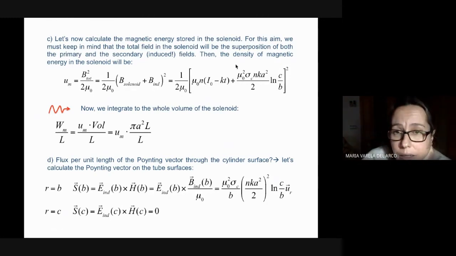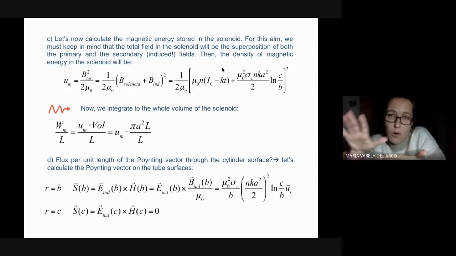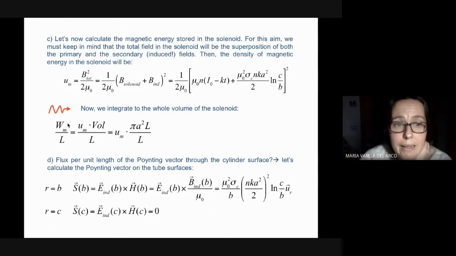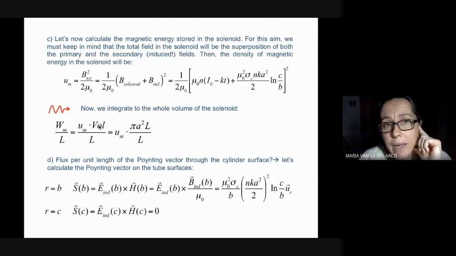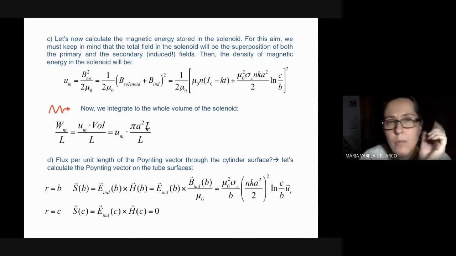Since this is actually not depending on any spatial coordinate, the density is uniformly distributed over the whole volume. In other words, the total magnetic energy is just the density times the volume, and we just need to calculate the magnetic energy stored per unit length. So total energy over total length will be the magnetic energy density times the volume of the solenoid, which is the surface pi a squared times the total length, over the length. In other words, all of this is the density of magnetic energy times pi a squared. Okay?